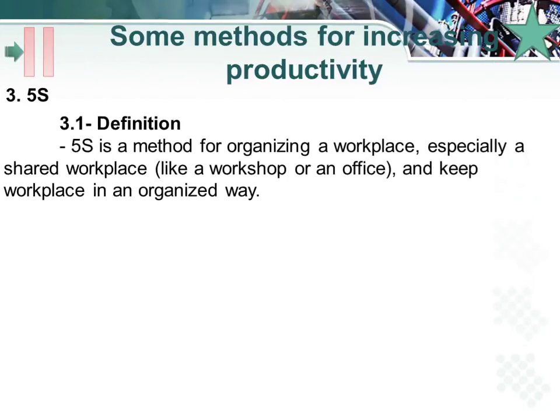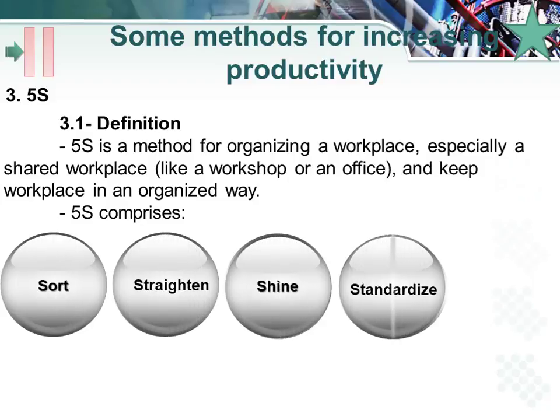Next, we will go on to the third method of increasing productivity, 5S. First, the definition. 5S is a method for organizing a workplace, especially a shared workplace like a workshop or an office, and keep work-life in an organized way. 5S comprises sort, straighten, shine, standardize, sustain.